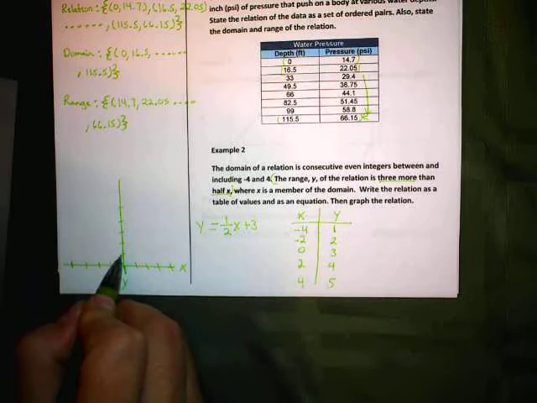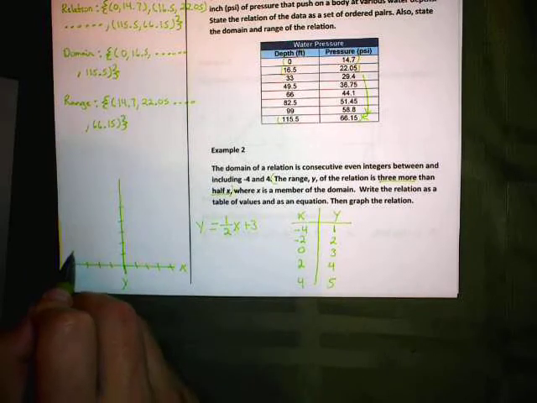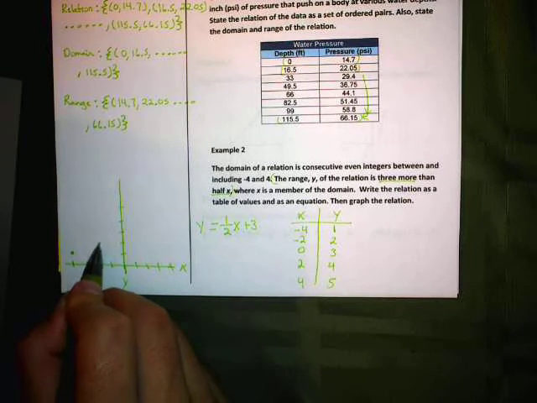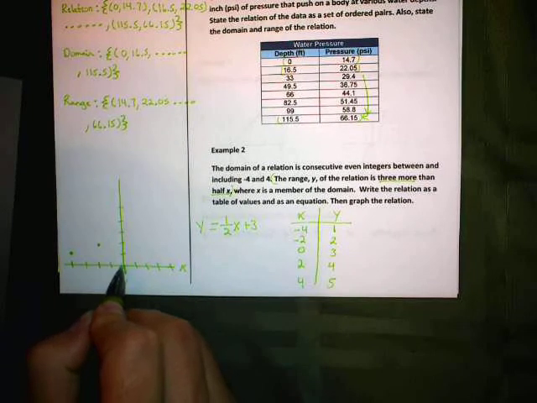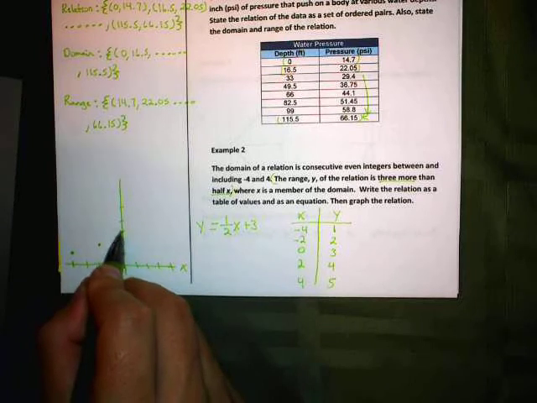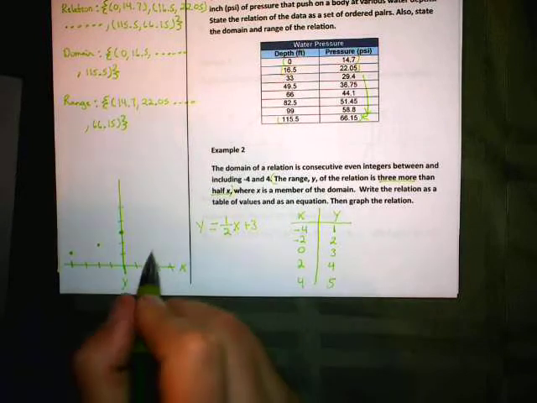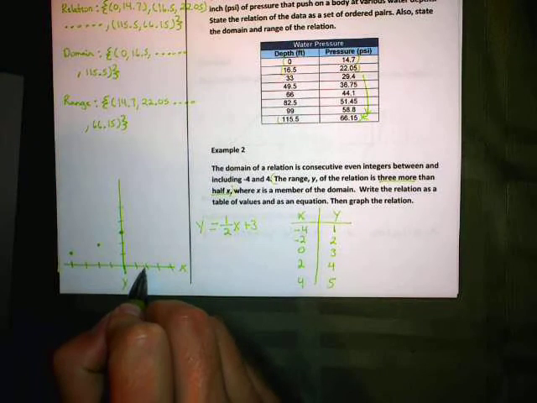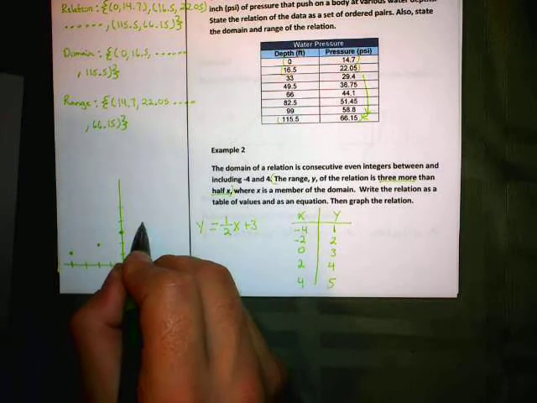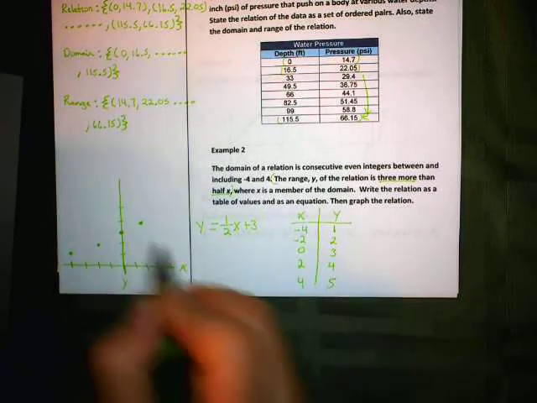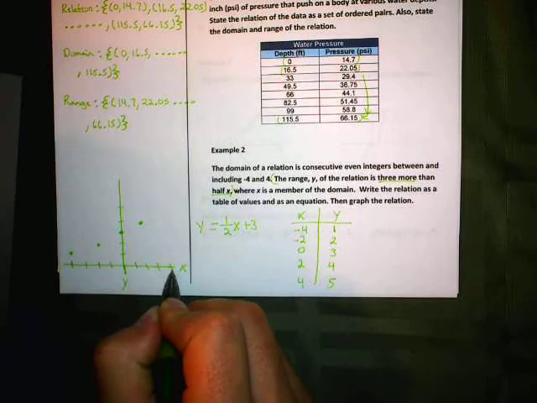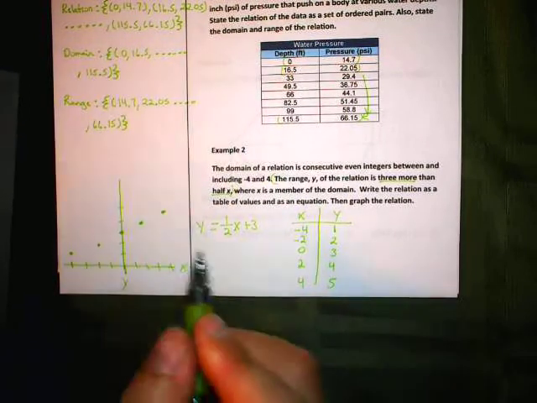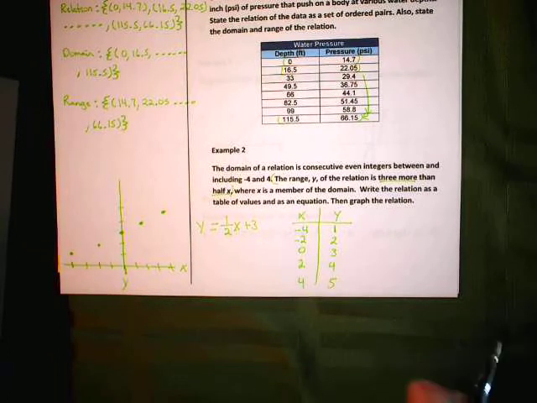So +1 y and a -4 x. First point. +2 y, -2 x. Then we've got positive 3 and 0. You can tell my graph's not perfectly straight, but that's alright. Then we have positive 2 x to a positive 4 y. And then finally, positive 4 x to a positive 5 y. Not a perfect graph, but you get the general idea.